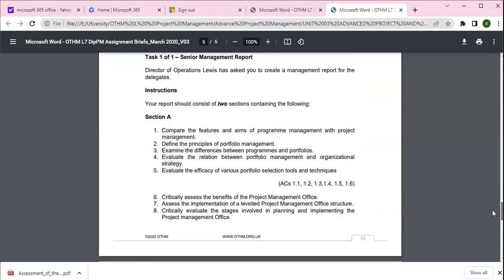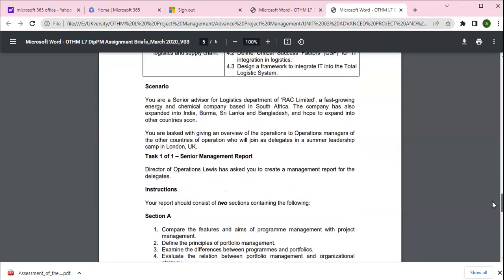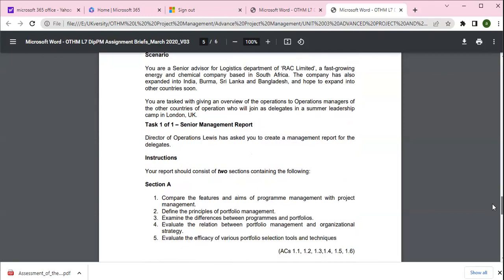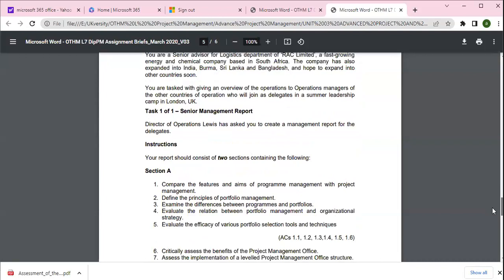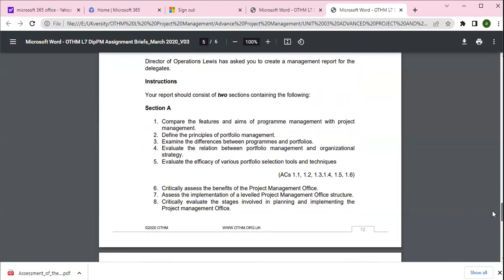And then you've been given a scenario. You've been given that you're working in the logistics department of RAC, which is a fast growing energy company. We have here a chemical company based in South Africa as well. We have operations here. RAC also offers breakdown cover. And we have a director of operations who asks you to write a report and explain these 2 sections. So you've been given 1.1, 1.